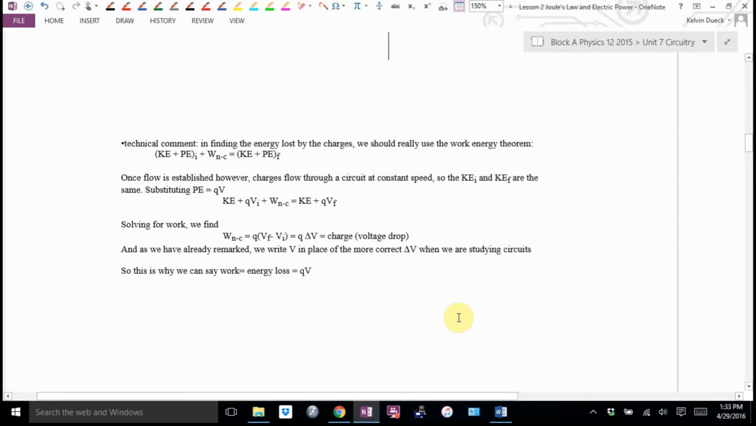Little technical comment, by the way. Finding the energy lost by charges, I should really use the work energy theorem. I should really say this. This is a different version of the work energy. I should really say work equals the change in potential plus the change in kinetic. What is the W_NC? That's written there. How much energy you're starting with plus work done by a non-closed system, an outside energy source, is how much energy you'll end up with. This is actually a more flexible and universal work energy theorem. I find it a little more confusing, but it handles really weird stuff too.